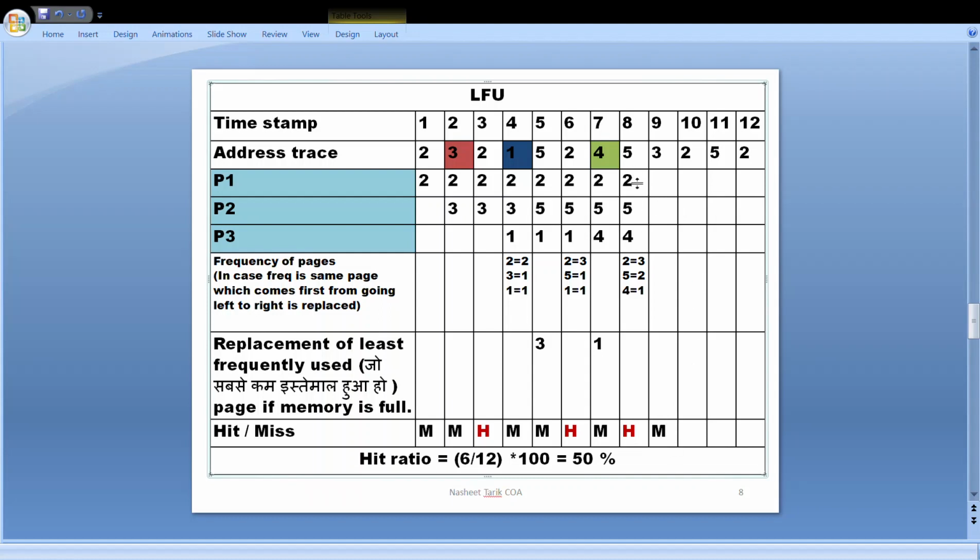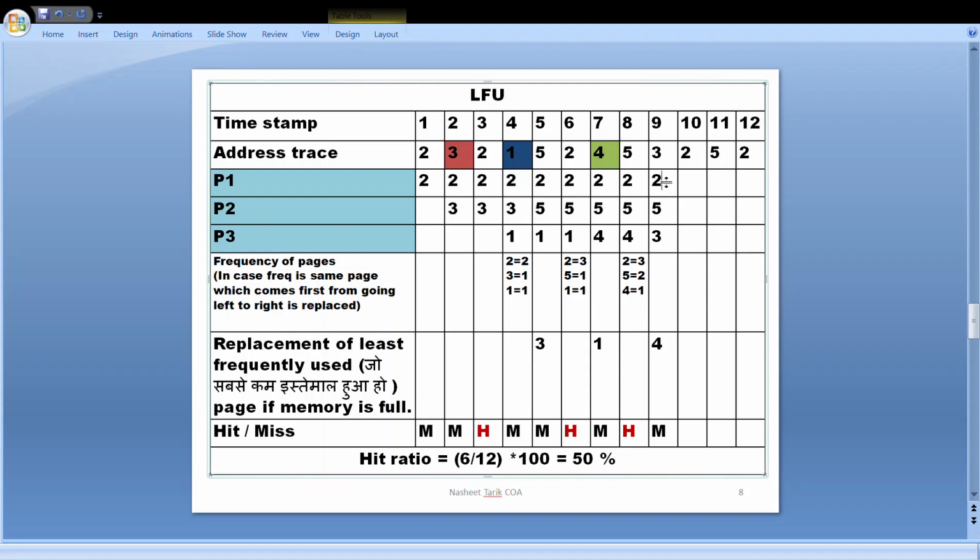Now again frequency is calculated. 2 came 1, 2, 3 times. 5 happened 2 times, and 4 happened only once. So which one is having least frequency? 4 is having least frequency, so it will be replaced. We are going to replace page number 4 by page number 3.